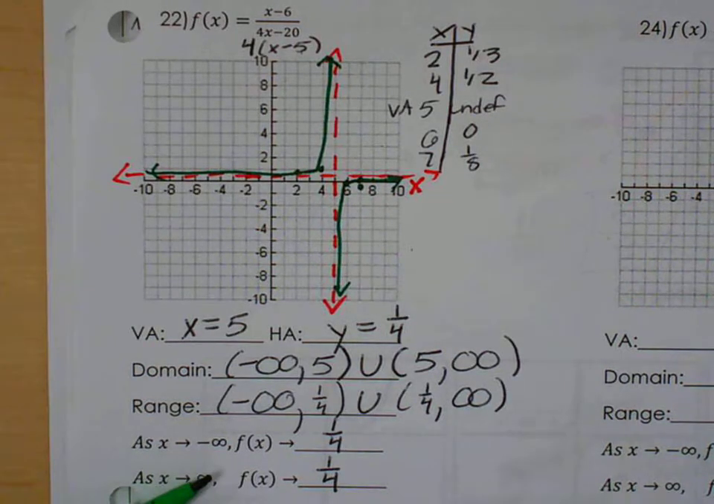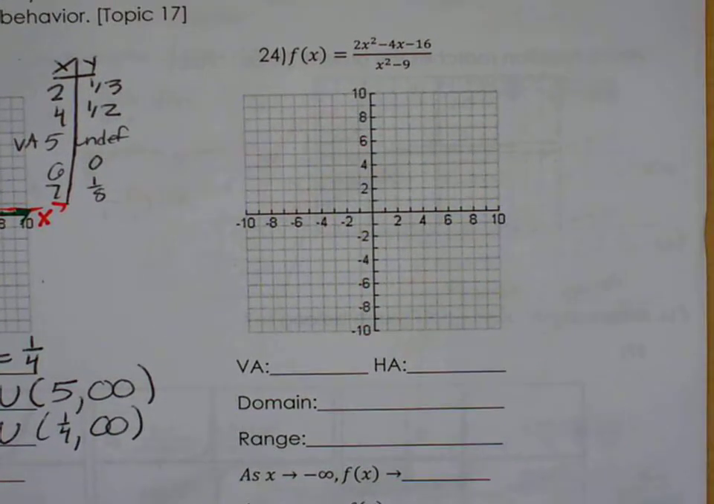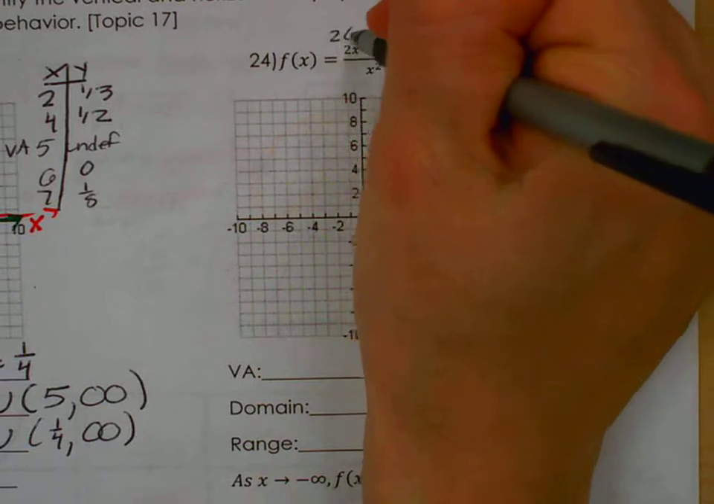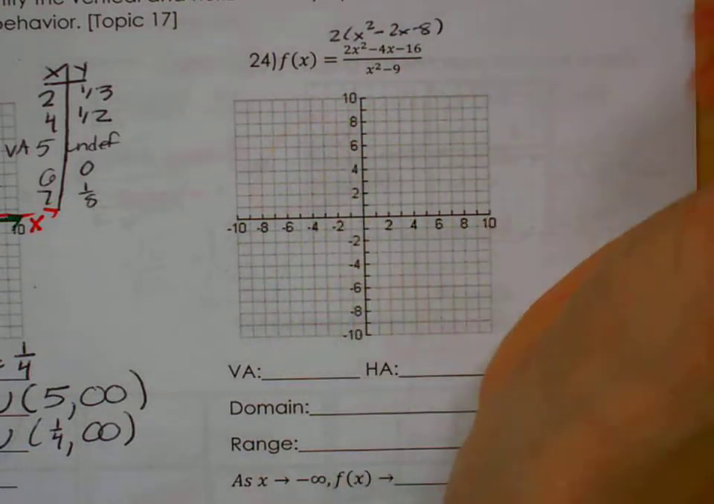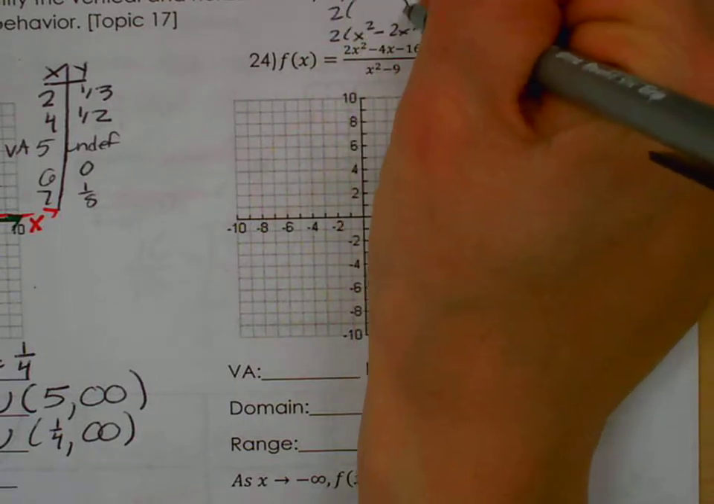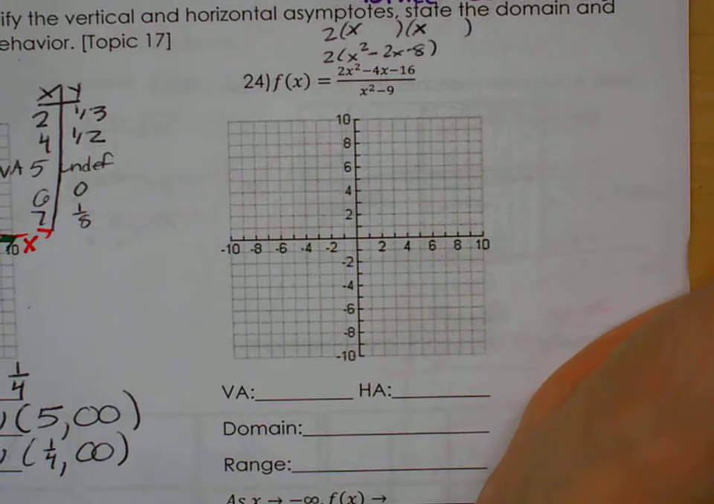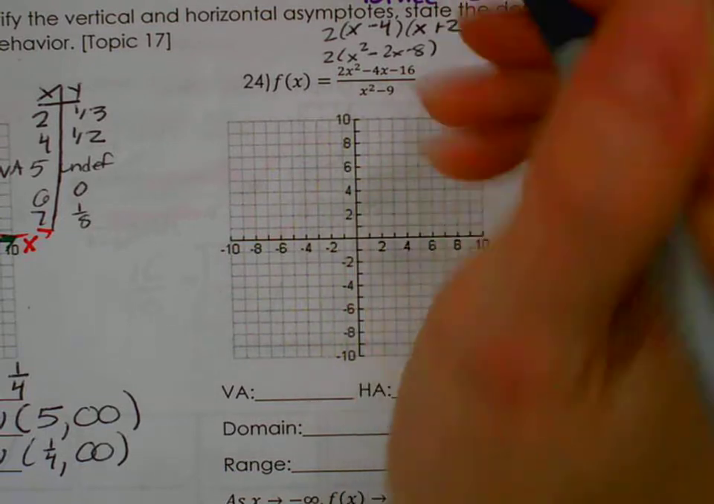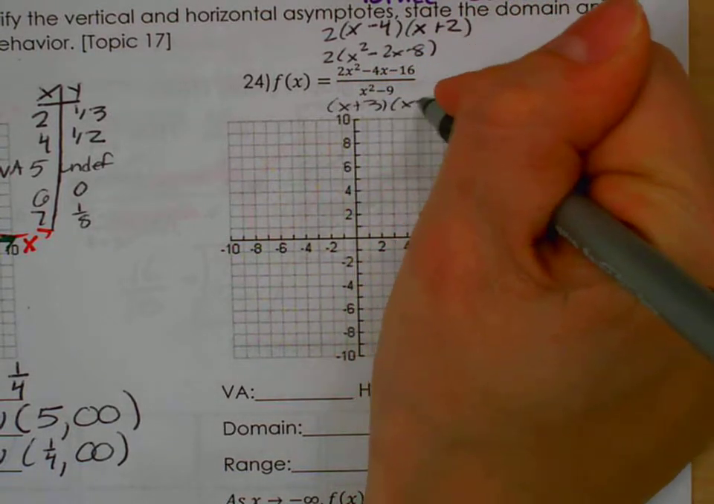All right, so my second one, number 24. Again, we always want to factor first if we can. So to start off, I see this has a GCF, so I'm going to divide everything by 2. And then I'm going to factor two numbers that multiply to be -8 and add up to be -2, which would be -4, +2. Down here, this is the difference of squares, x plus 3, x minus 3.